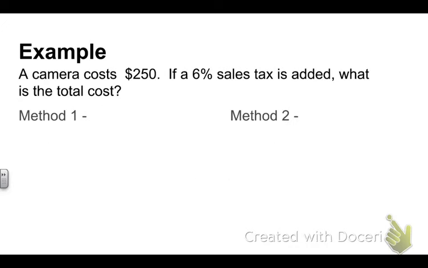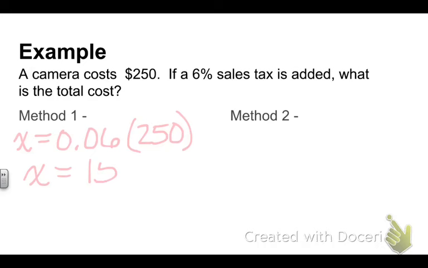So the example that I want to use: a camera costs $250. If a 6% sales tax is added, what is the total cost? To set up this equation, I want to know what my price is going to be if my percent is 6. So convert it to a decimal. It's 0.06, and you're going to multiply it by the cost of the camera, which is $250. So what would the tax be on that? If you multiply, the tax is going to be $15.